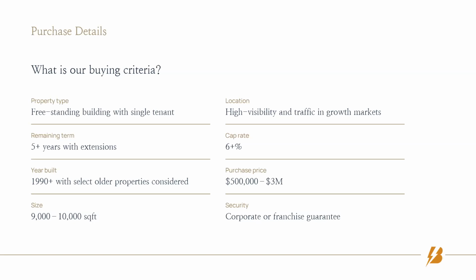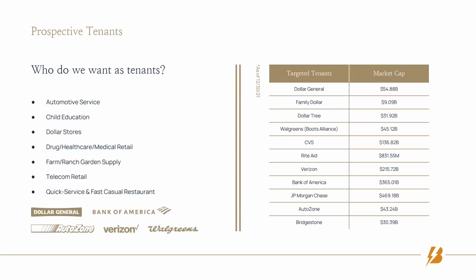When it comes to location, we're trying to find high visibility, high traffic areas, usually with a 6+% cap rate. Currently, we're targeting deals between $500,000 and $3 million each, and in the way of security, they're corporate or franchise guarantee. So when it comes to the tenants, we're trying to find a range of them. They're very specific, and they're all strong tenants as well.